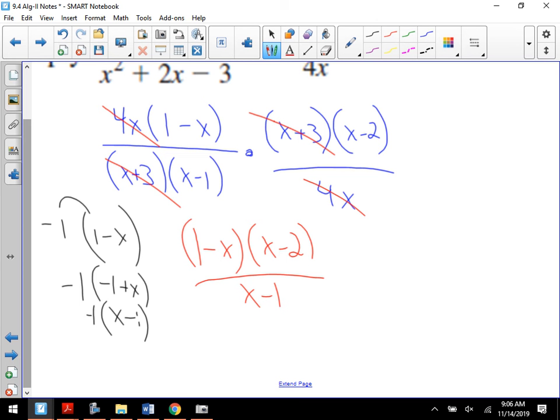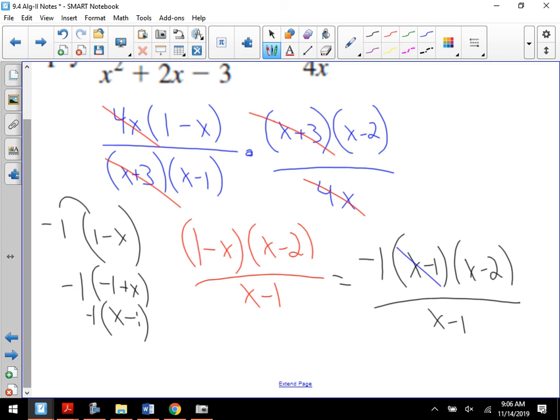And just like you guys were saying, this becomes negative 1, x minus 1, and then x minus 2 over the x minus 1. I would just go ahead and my final answer would have been negative 1, and then x minus 2. You don't have to multiply it out. If you put it over negative 1, that would have been fine also. There's no reason to. It's just an extra step that you could screw up.